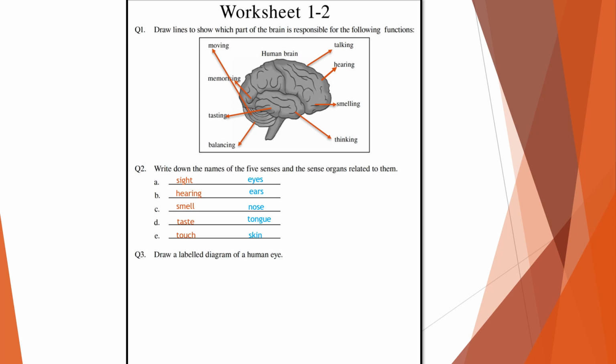In the next question, you have to draw a labeled diagram of your eye. In your book, page number 6, a labeled diagram of a human eye is provided. So you are supposed to draw a labeled diagram of your eye. I hope that these worksheets were quite helpful.